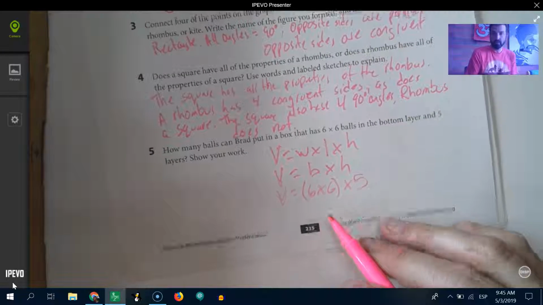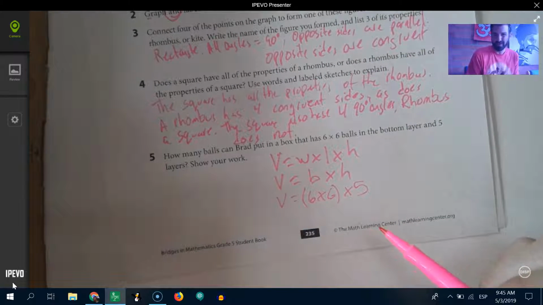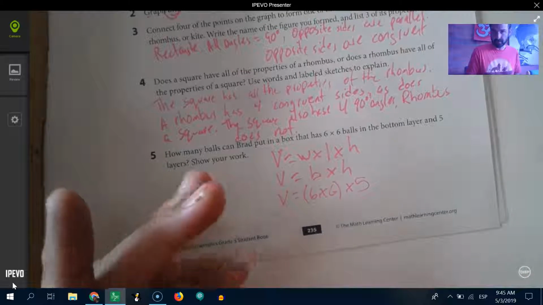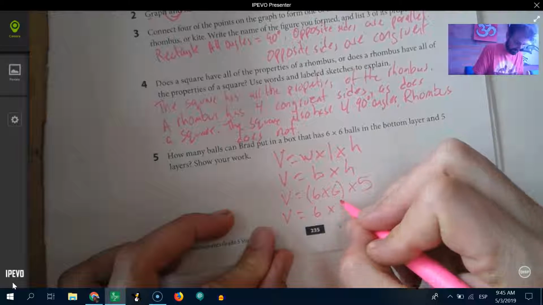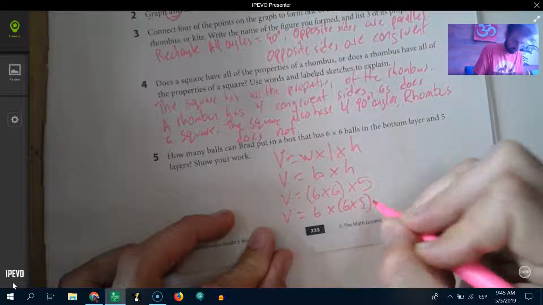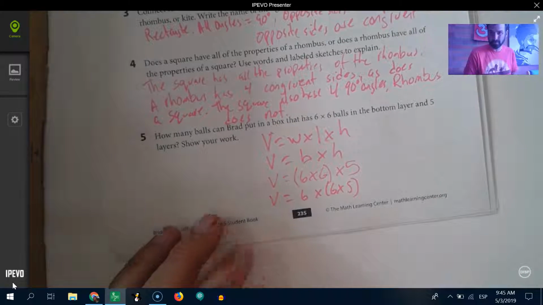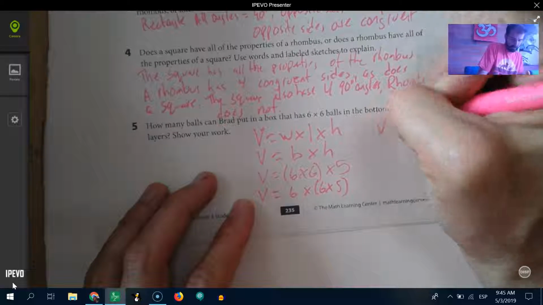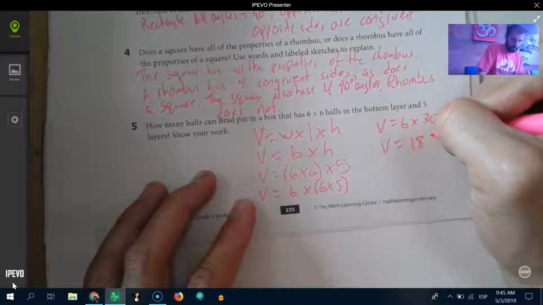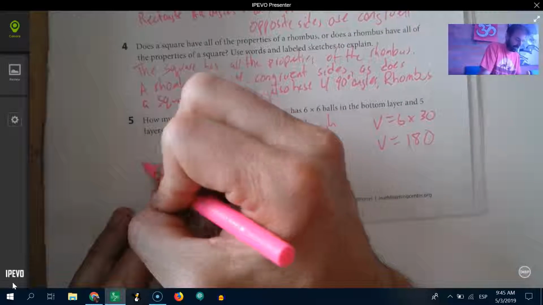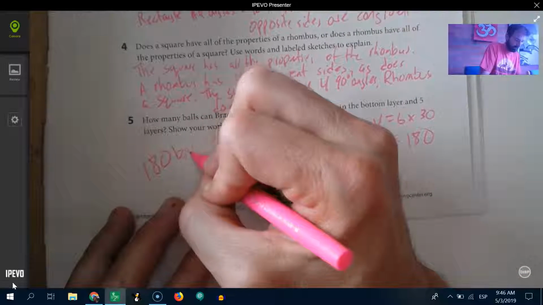Now I could do 36 times 5, but I don't really like that one, so I'm going to change the parentheses because it's multiplication. So I see one that might be a little easier, so I'm going to say 6 times 5, right? Hopefully that looks a little bit easier to everybody else. So that changes my equation to volume equals 6 times 30, and then volume equals 180. So that would be 180 baseballs.